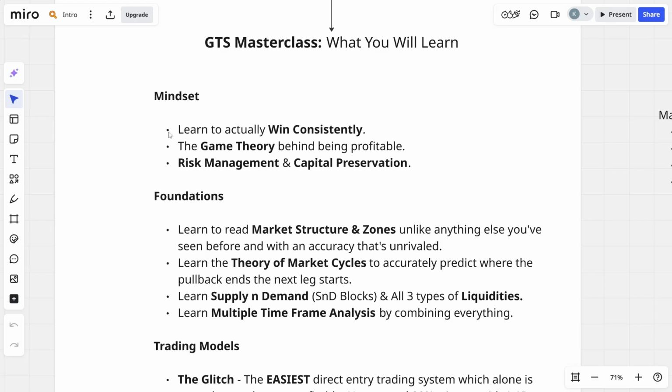So far, we have done the mindset, we have gone through all of this. So now starts the meaty part, the ones that you are actually here for. So we'll start with the foundations and we will look at how we will learn about the market structure from basic to advanced. We will also learn about zones. So let's get started. Right off the bat, let's go to the charts.